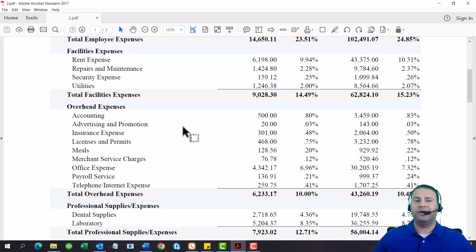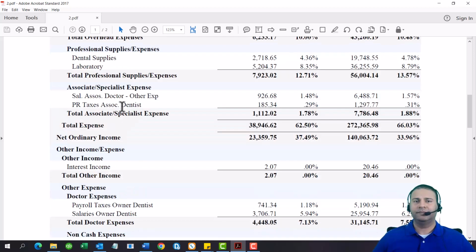If you have an associate, they are not included in this section. The next section we're going to talk about is facilities expense. Facilities expense includes expenses related to your building. What's your rent? Do you have any repairs and maintenance in there? Do you have any security expenses? Do you have utilities? All those expenses are included in the facilities expense. The next category we're going to talk about is professional supplies and expenses. Professional supplies and expenses typically include two things: dental supplies and lab expenses. Sometimes they might also include small equipment and other dental services.